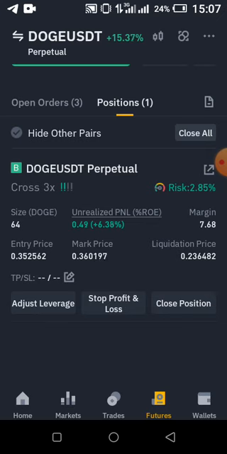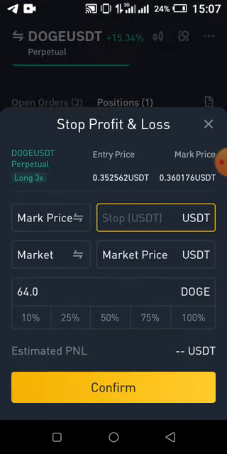So the place written Stop Profit and Loss here, when you click on it, you'll be able to manipulate it. It can perform trade tasks. It can take profit, it can take loss, and then it can take trailing stop loss.